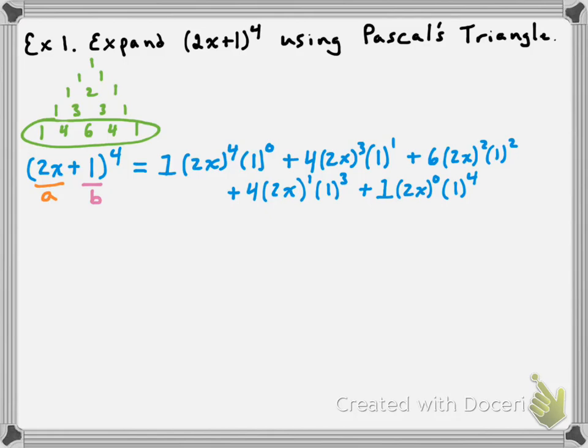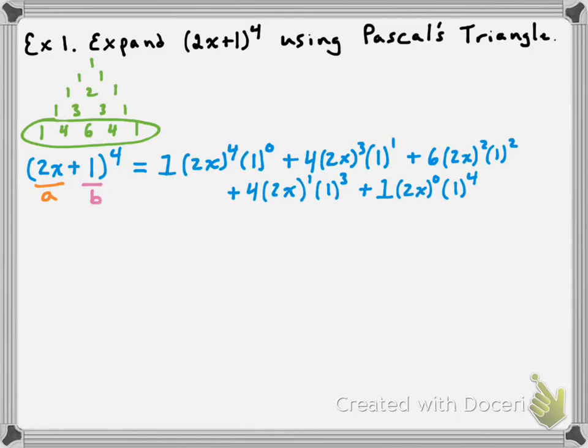So for example, the power of a in our first term is 4, and the power of b is 0. 4 plus 0 is, of course, 4. In the next one, we had a power of a of 3 and a power of b of 1. 3 plus 1 is also 4. The next one, we have 2 plus 2 is also 4. 1 plus 3 is 4. And then 0 plus 4 is also 4. So what's interesting here is that the powers of a and b in each term actually add up to the power that you're using to expand. Okay, so that's just one interesting property, but let's move on from here.